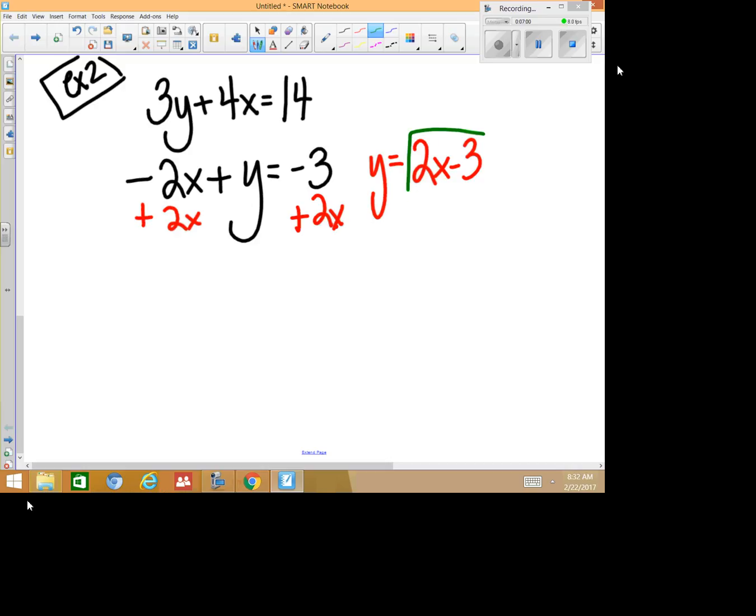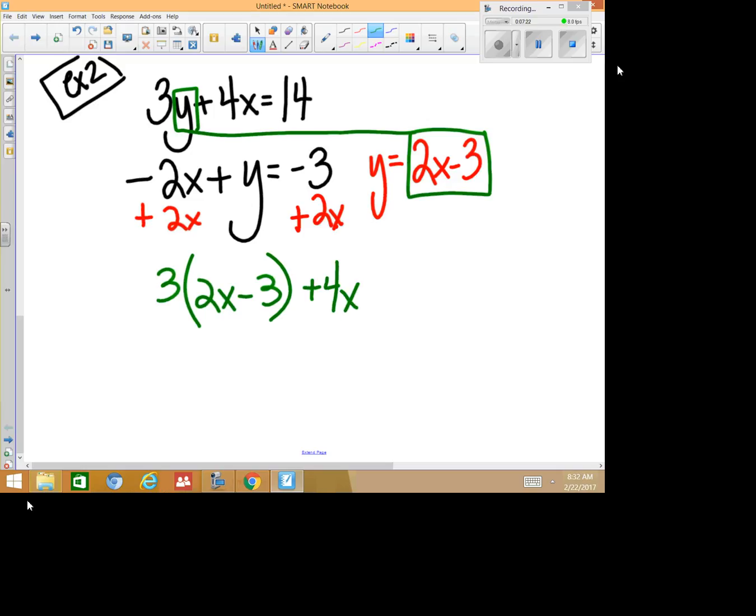So I take this whole thing, and I'm going to stick it in right here where this Y is. Would you put that in parentheses? Yes. There are two terms, so you put it in parentheses. So it looks like this, and then you just rewrite the rest of it: plus 4x equals 14. Get yours written down, look and see what we did.